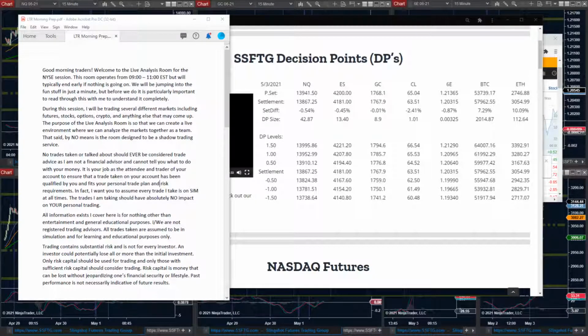As always, before we jump in, on the left side of the screen there, make sure to read through the Live Trader Morning Prep PDF. Very important to go through and understand everything that is inside there.